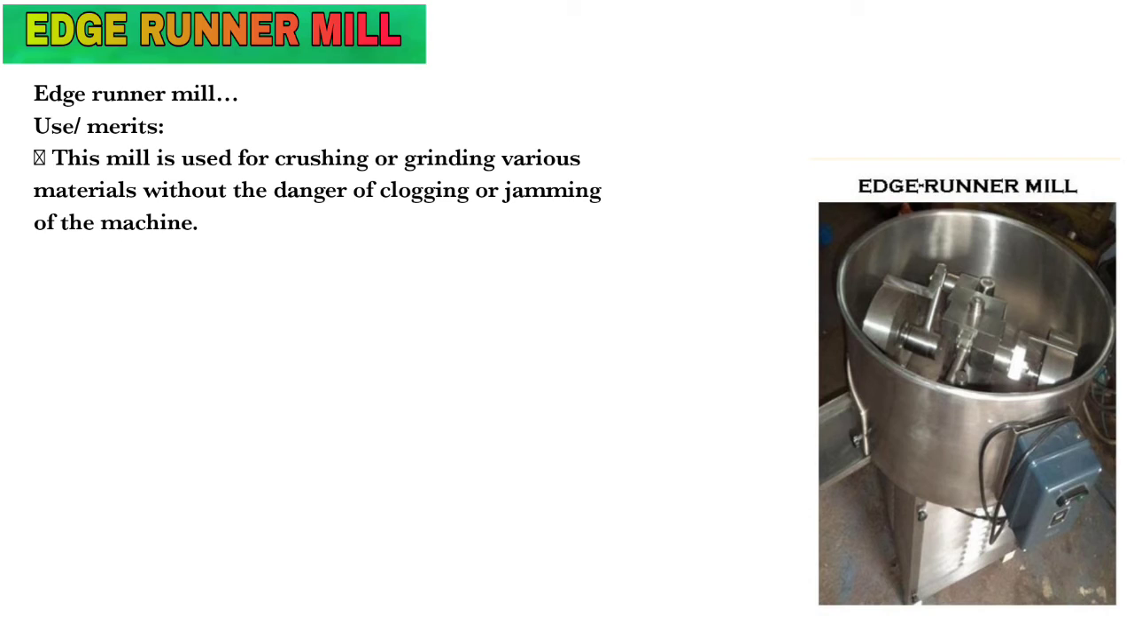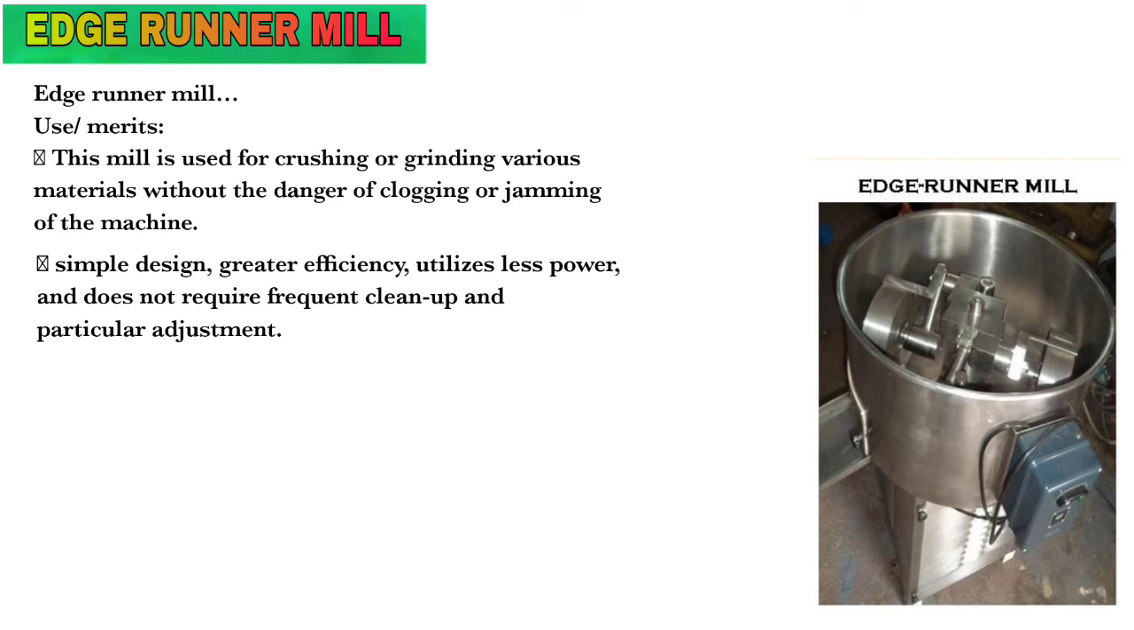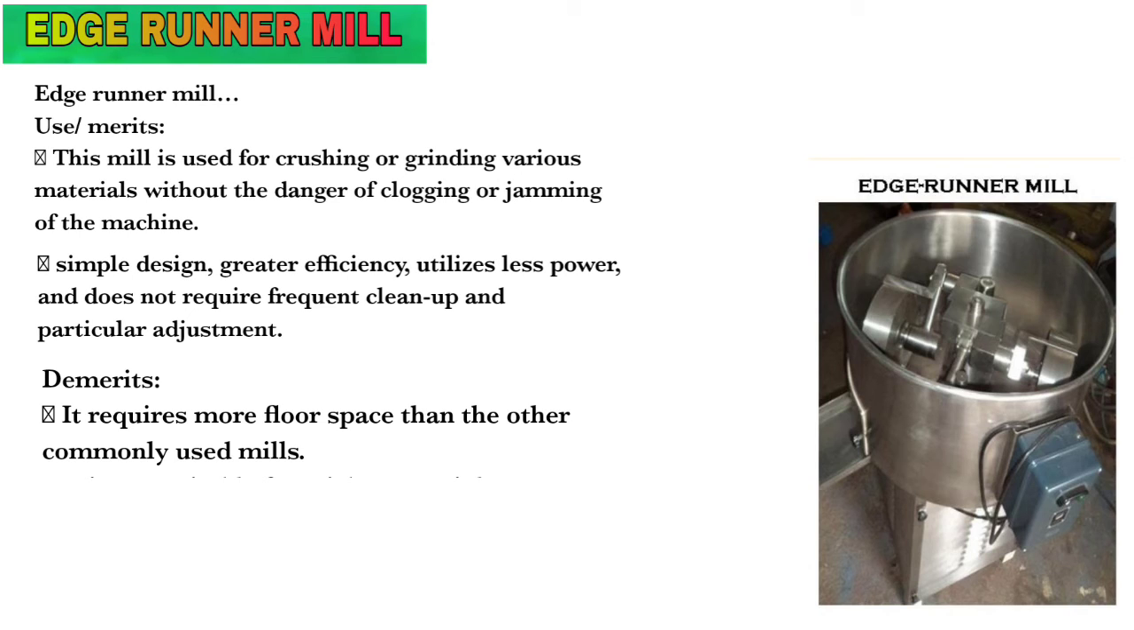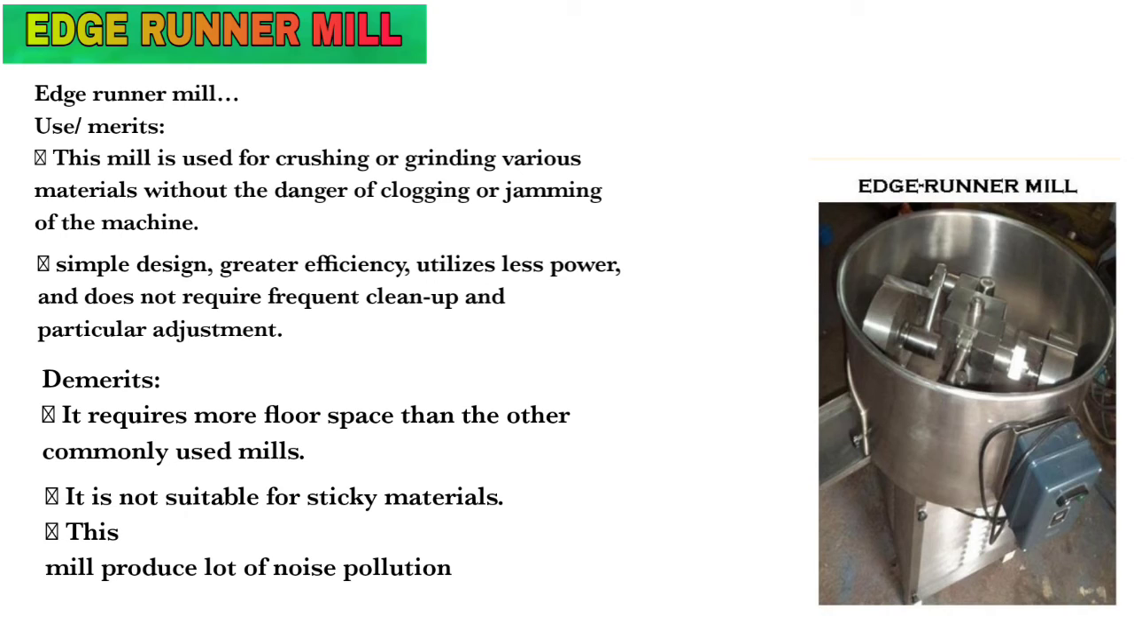Uses or merits of edge runner mill. This mill is used for crushing or grinding various materials without the danger of clogging or jamming in the machine. It has simple design, greater efficiency, utilizes less power and does not require frequent cleanup and particular adjustment. When we look at demerits, it requires more floor space than other commonly used mills. It is not suitable for sticky materials and this mill produces a lot of noise pollution.